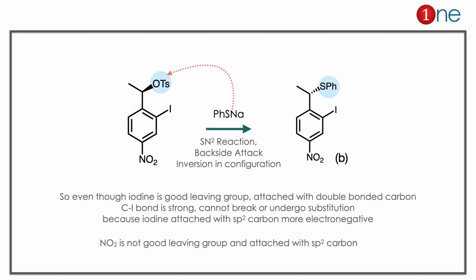Here you have to learn two important things. One is the leaving ability and its attachment. If the leaving group is attached to a single bonded carbon, leaving will be easy. If it is attached to a double bond carbon, leaving will be a little bit harder. Second thing is the SN2 reaction. SN2 reaction happens with inversion in configuration. That's why you have the product below the plane because the starting material is above the plane.